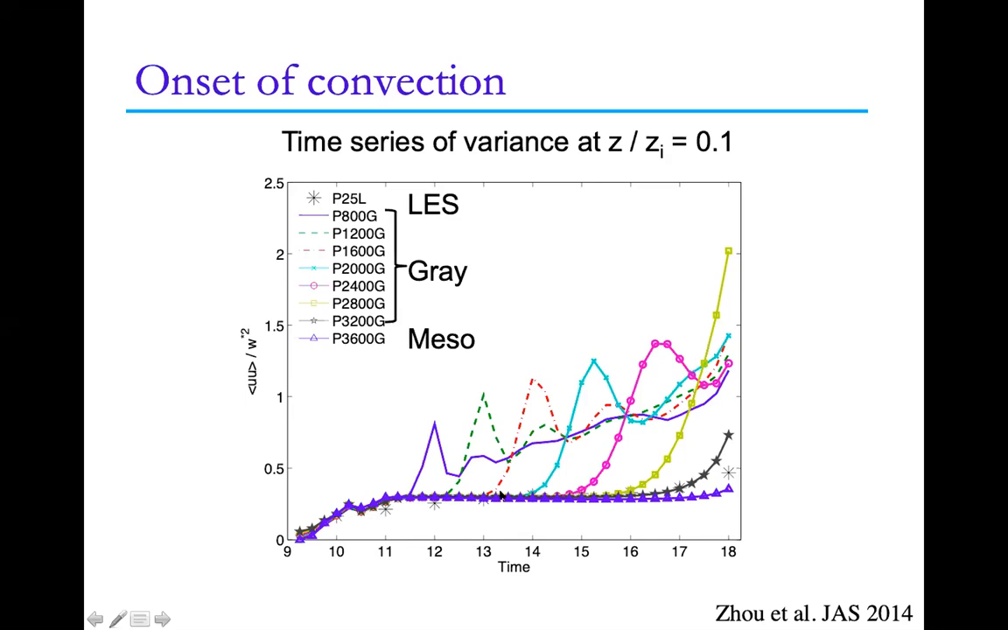So this is an interesting thing to think about as we transition into these gray zone scales, that the onset of the convection is grid dependent. We're going to look at how that varies with the closure model in a bit.